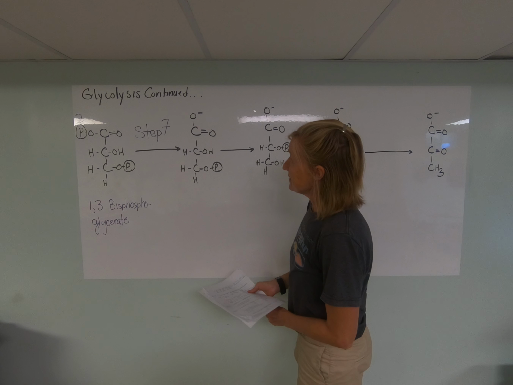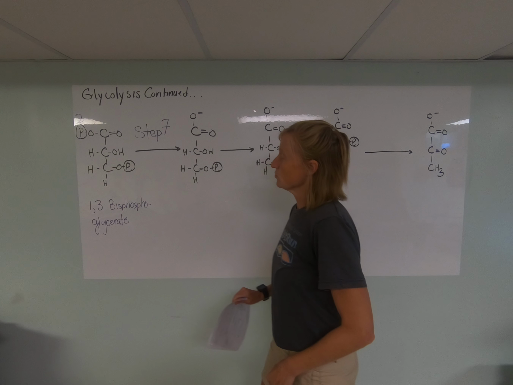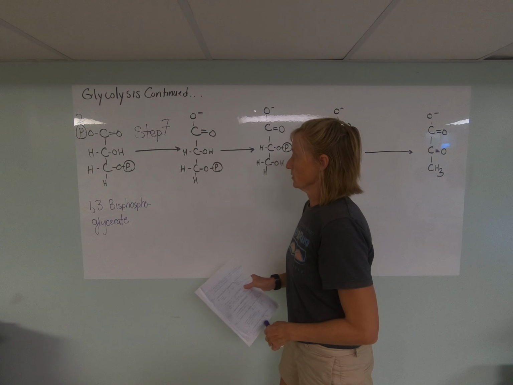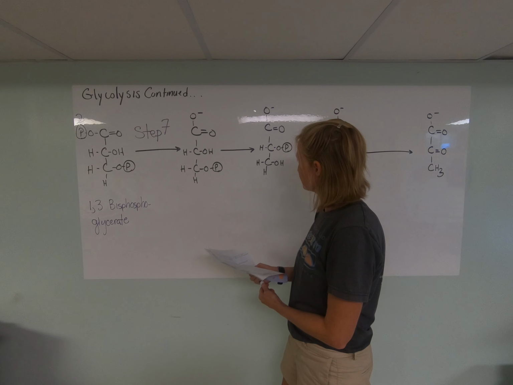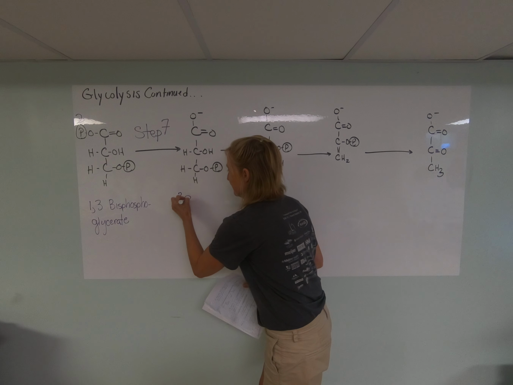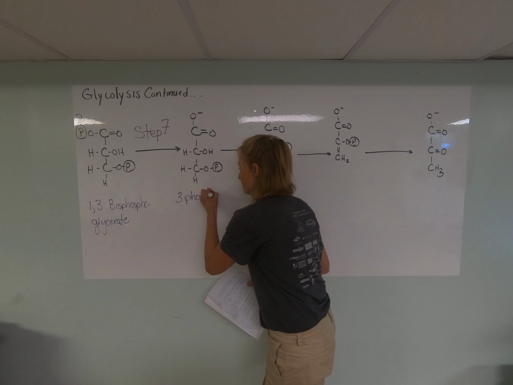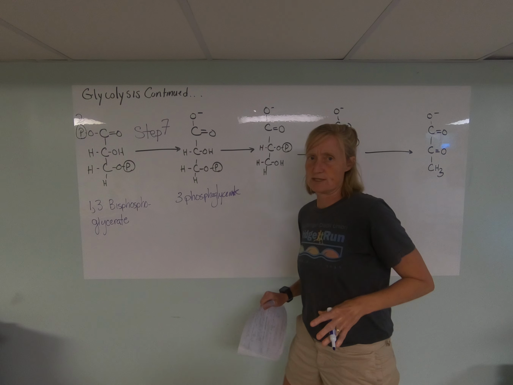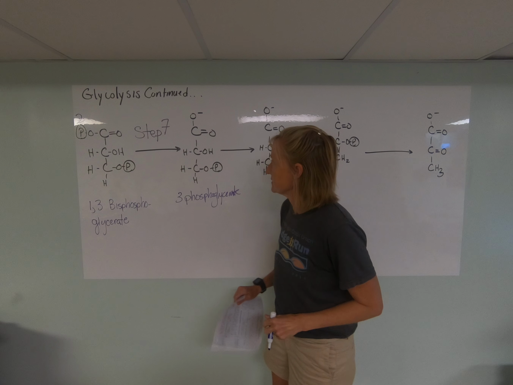So in step 7, 1,3-bisphosphoglycerate is converted into 3-phosphoglycerate. I better write that down. You don't have to memorize every single step in this process. Just understand the basics, right?